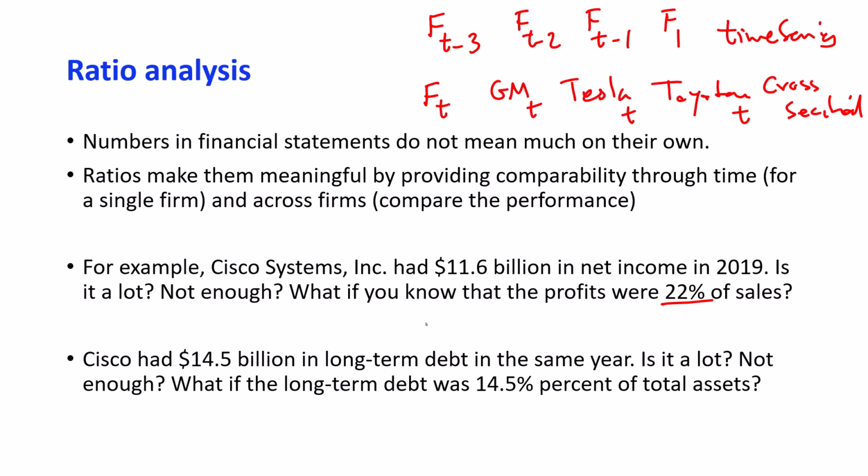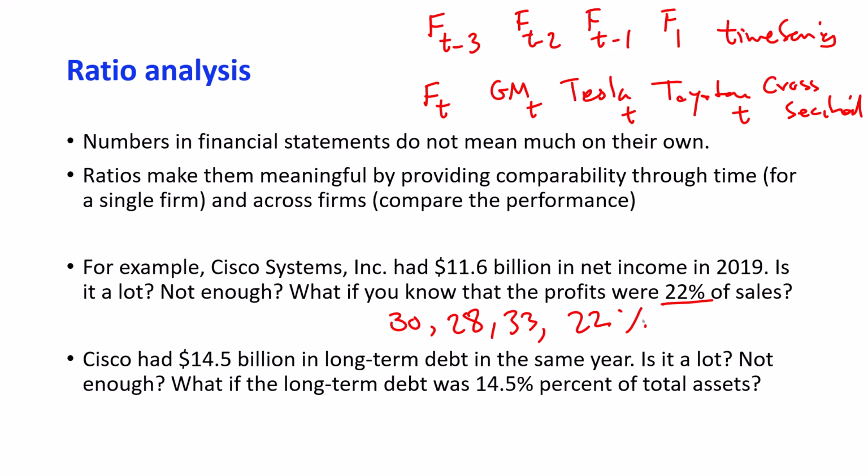But if I tell you that in the previous years, the profits were 30%, 28%, 33%, and then now 22%, now it seems like they may not have done really well this year. What I'm trying to say is that when it comes to ratio analysis, you need a context. You need a benchmark. You need to compare your ratio with something else in order to be able to make better decisions.